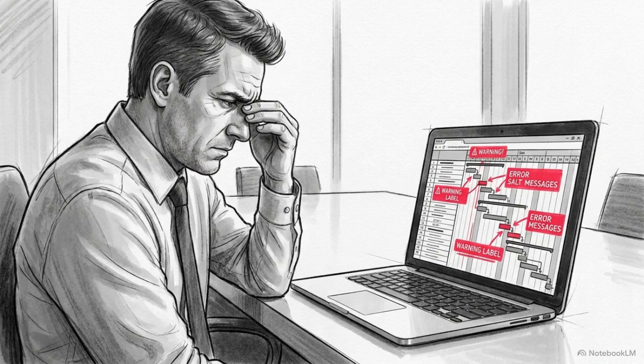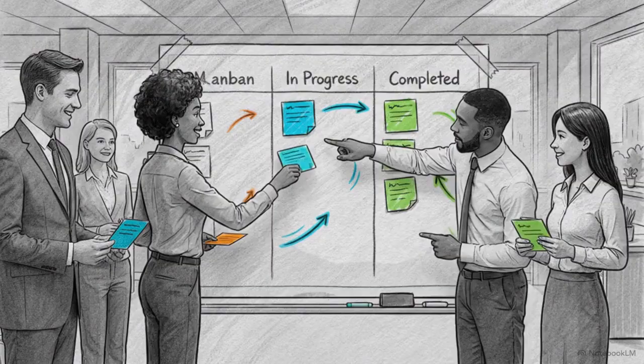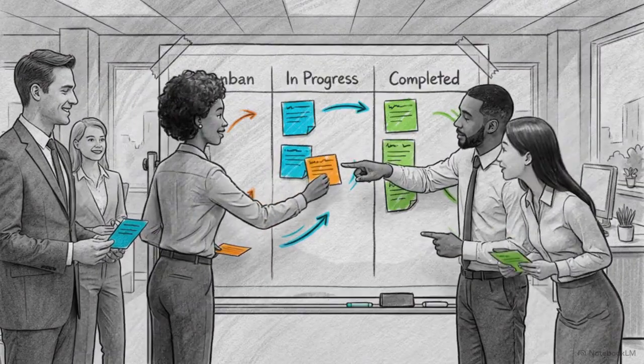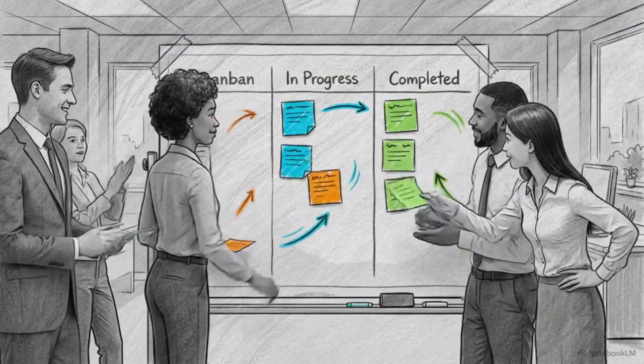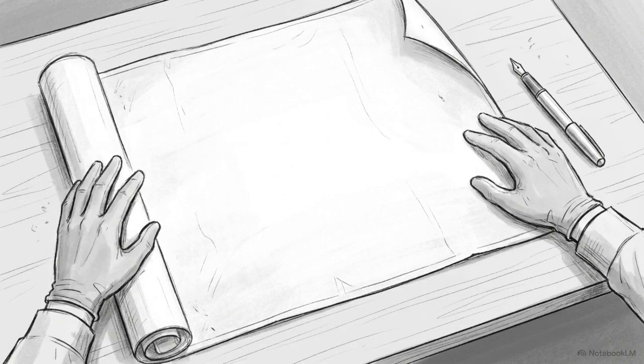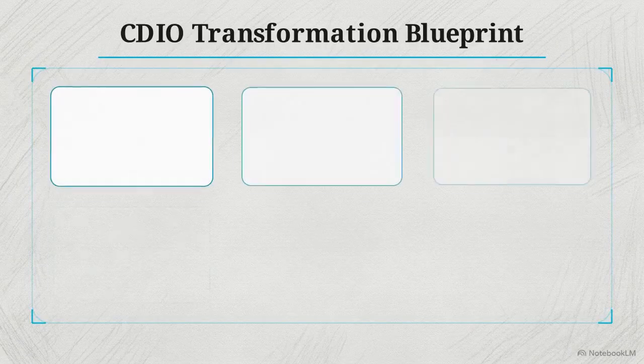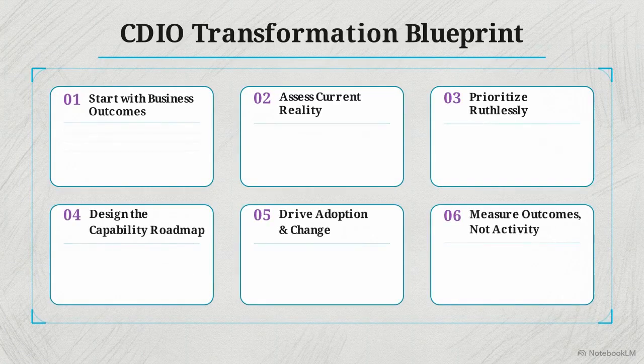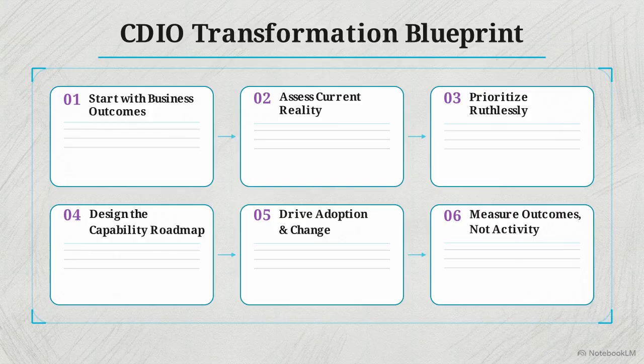We have all seen why digital transformations collapse, but knowing what breaks isn't enough to build something durable. We need to look at what a successful execution actually looks like. Grab a whiteboard or open a blank document. We are going to build the 6-step CDIO transformation blueprint together, right now.